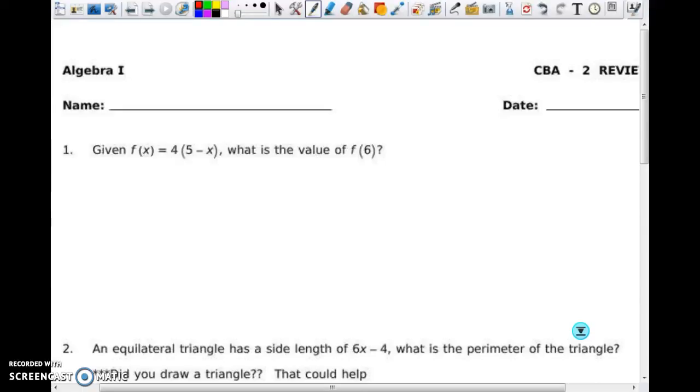Alright guys, so this is going to be your CBA 2 review. In this video I'm doing questions 1 through 4. Excuse my sick voice. So for number 1, it says given f of x equals 4 parentheses 5 minus x.